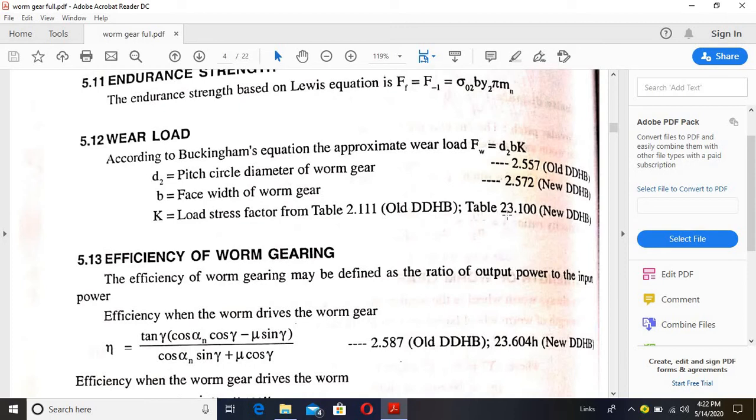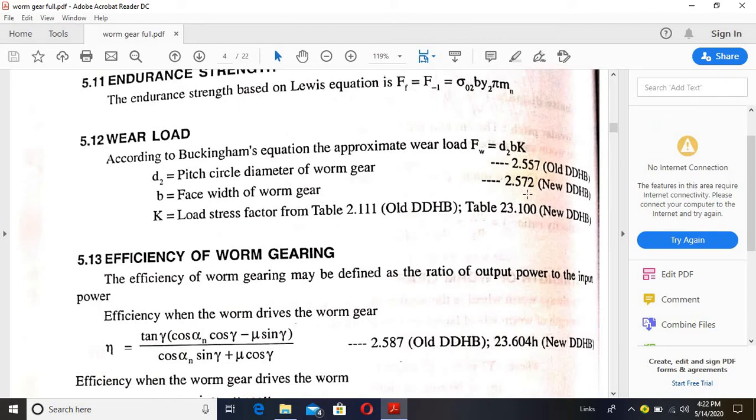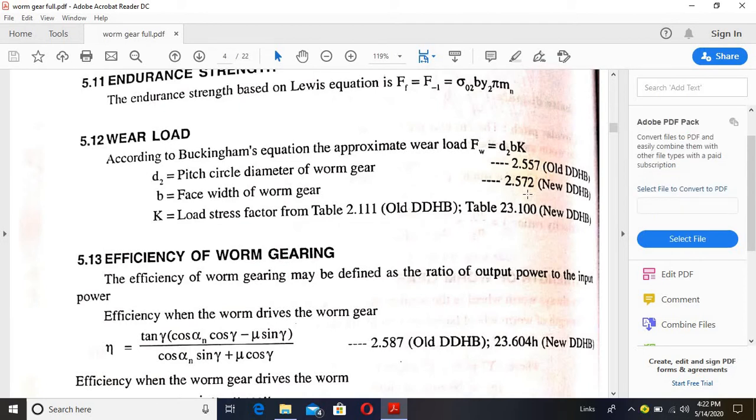That from table 23.16 you will get. So these are the things we are doing. Same thing as in the previous case, we are calculating the tangential tooth load, Lewis equation, next dynamic load, wear load, endurance, same thing, and extra things we will get here.